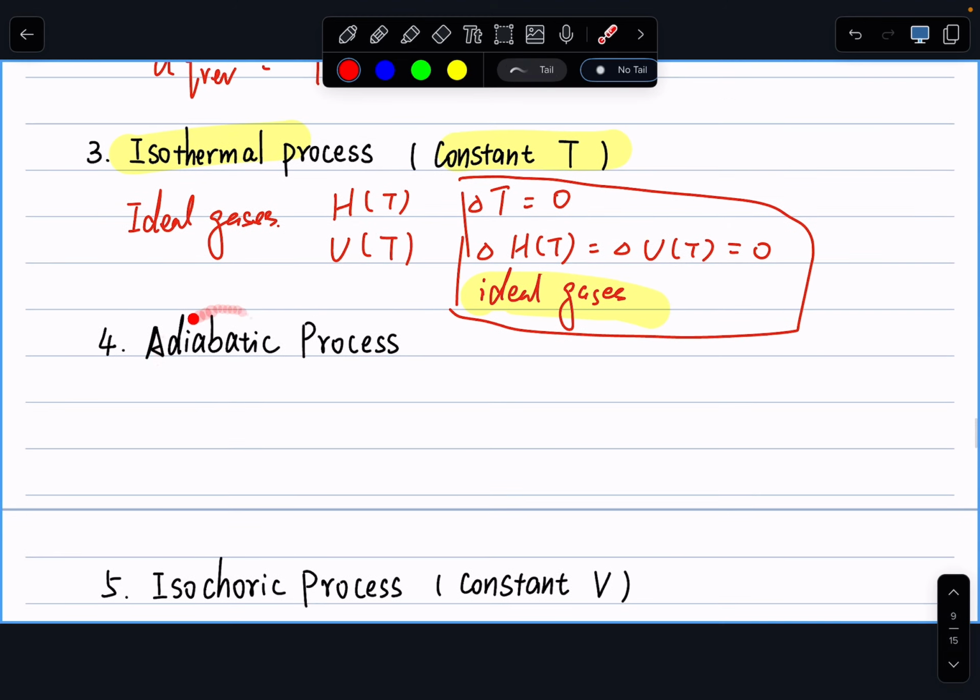All right, and then adiabatic process. What do we know about adiabatic process? Right, no heat exchange. So in general, whenever we see an adiabatic process, doesn't matter if it's ideal gas or not, it's always going to be Q equals 0, and also dQ equals 0. No heat exchange, whether it's infinitesimally small or not.